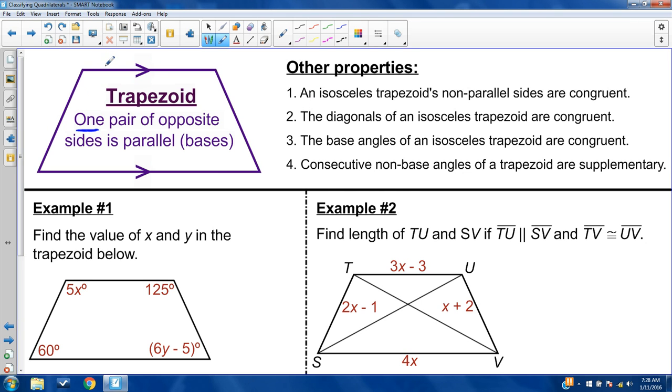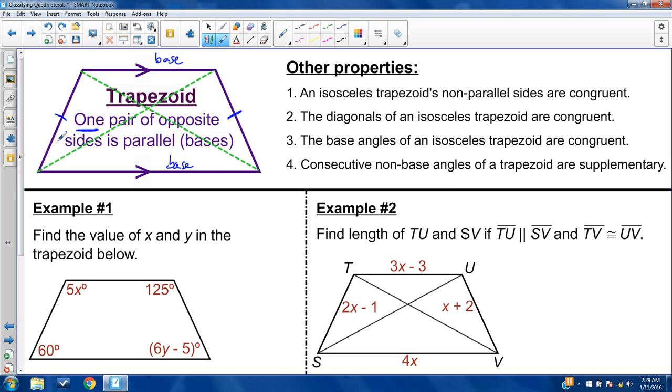Both of these things are called bases, the two that are parallel. This is a base and this is a base, even if this thing's on the top. An isosceles trapezoid's non-parallel sides are congruent, just so you know. So in an isosceles trapezoid, it looks like this. These sides are congruent and these are parallel. Okay. The diagonals of an isosceles trapezoid are congruent. So if the trapezoid is isosceles, I do know that this length here is congruent to this length right here. They do not bisect each other. They can't.